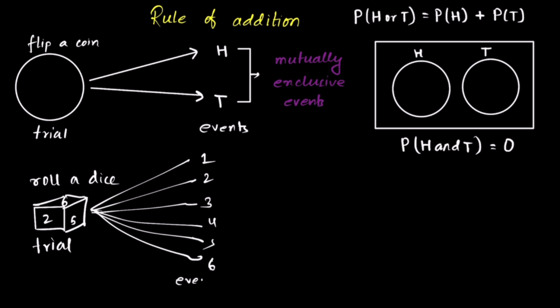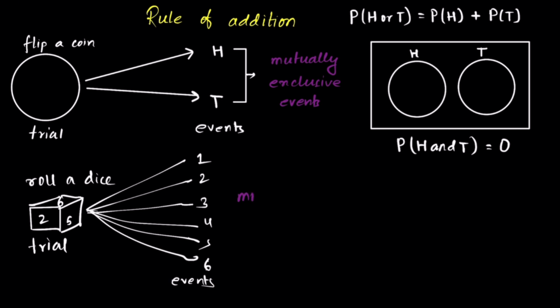There is never such an occurrence where 1 and 2 occur at the same time, or 1 and 2 and 3 occur at the same time. When you roll a dice, you get only one outcome, that is either 1 or 2 or 3 or 4 or 5 or 6. The rest of the numbers, they do not occur. And these events are what we call mutually exclusive events.